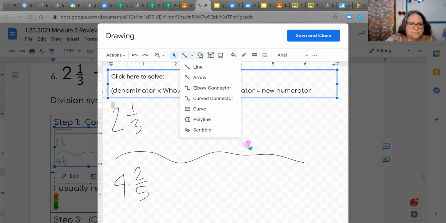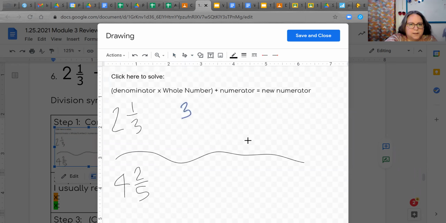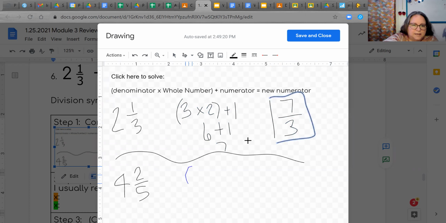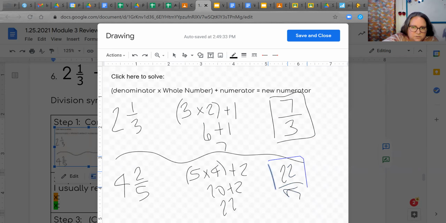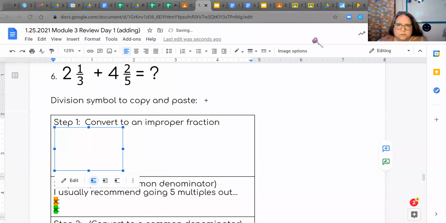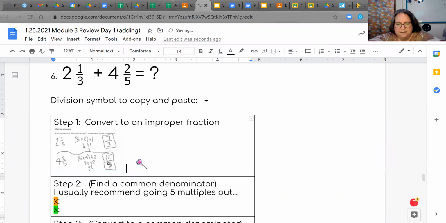I'm going to take the denominator, multiply the whole number, and add the numerator. So I get 6 plus 1, which equals 7. And 7 over, yes, 3, because that's my denominator. Here I do 5 times 4 plus 2, and it's 20 plus 2, which gives us 22. And the 22 goes over, yes, 5. So here are my new numbers. Sorry, that 5 does not look well, does it? There, I did the best I could. So 7/3 and 22/5. So now we're adding up 7/3 plus 22/5.